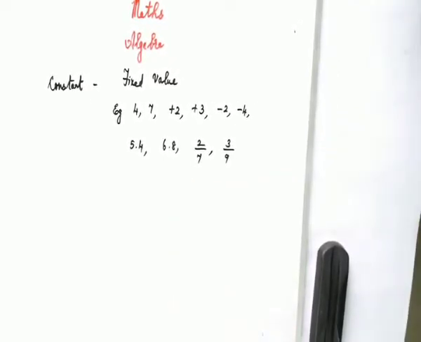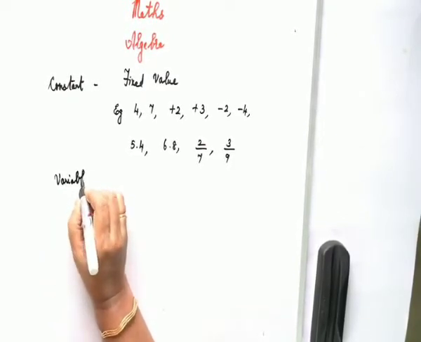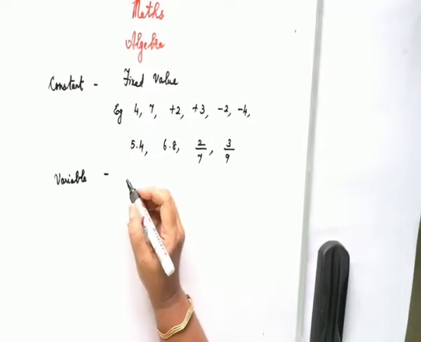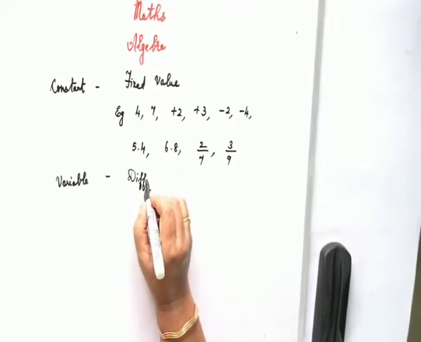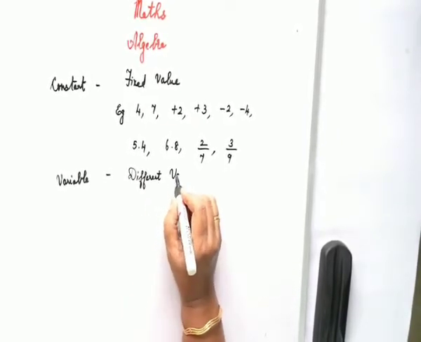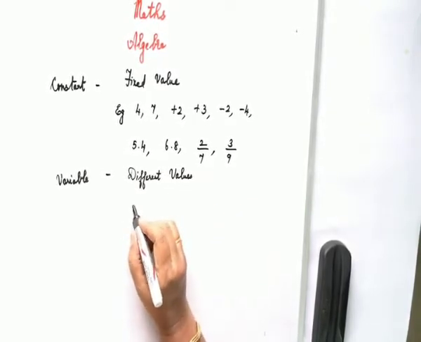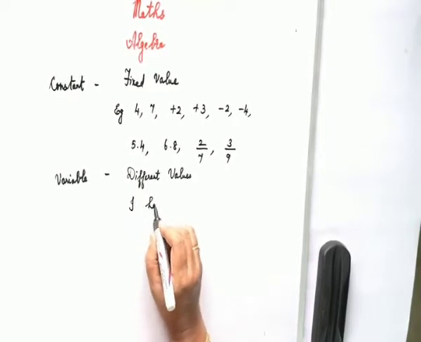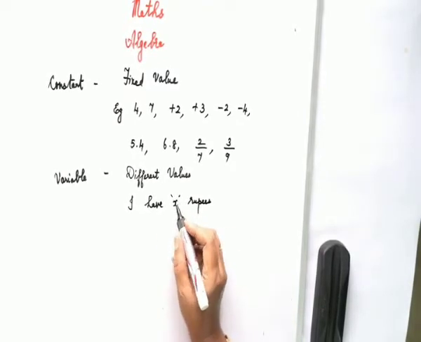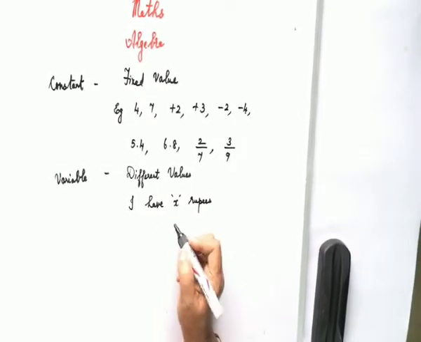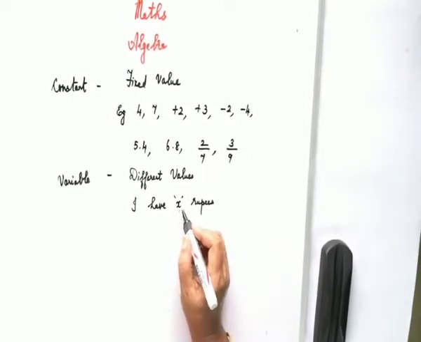Let me explain what is variable. Quantity that takes different values are called variables. Let me explain through an example. If I say I have x rupees, here what does x mean? x can be 1 rupee or 2 rupees or 10 rupees or 100 rupees and even 1000 rupees. So here x can take any values.